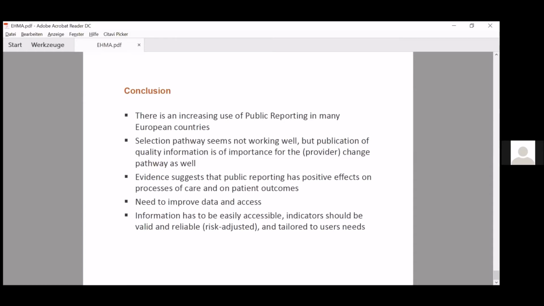Evidence suggests that public reporting has positive effects on the process of care and on patient outcomes, but there is certainly a need to improve data and also data access. Most data is presented on the internet, and we still know that the elderly and also the less privileged in terms of education do not use the internet as a medium to inform themselves on health information.